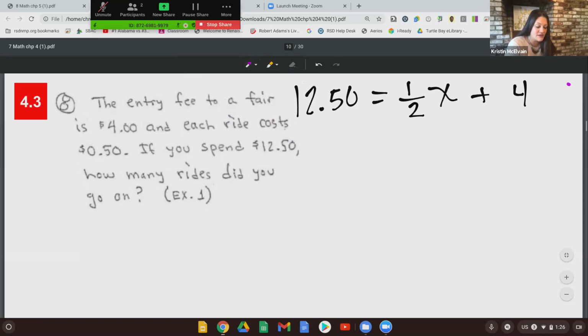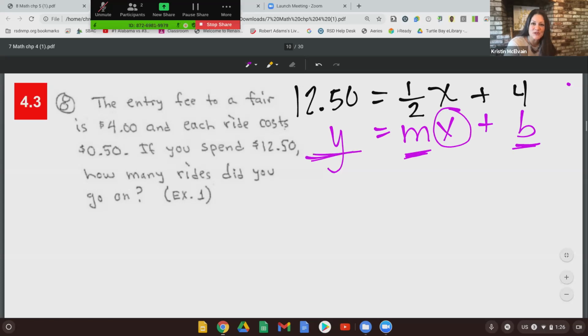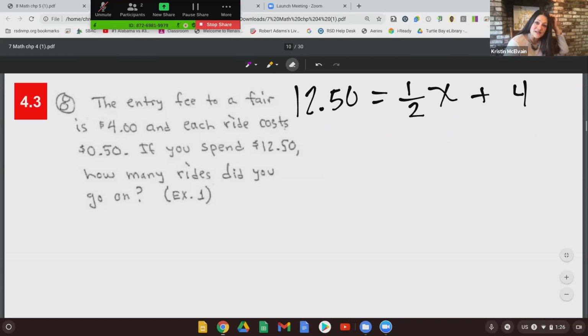This is the form that I'm using. So watch this. Y equals mx plus b. Okay, so b is your beginning amount. So it was $4 to get into the fair. Then each ride was 50 cents. Okay, that's your movement. So then we just don't know how many rides you went on. Y, this is how much you spent in all. Okay, so now we need to see how many rides we went on. We know how much they were. They were 50 cents each. And we're going to solve for x.